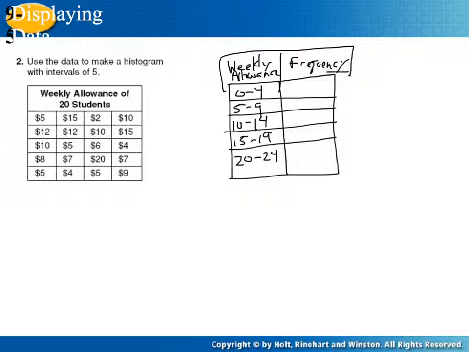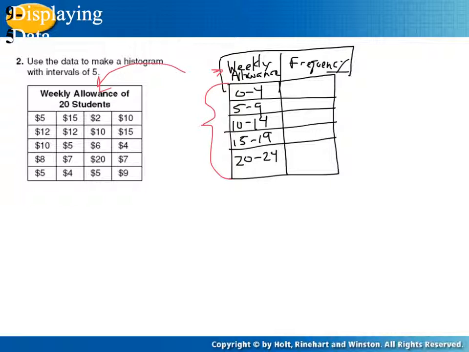So I have my frequency table. I made my intervals of 0 to 4, 5 to 9, 10 to 14, 15 to 19, 20 to 24. I know this information is standing for my weekly allowance. How do I know that? It tells me right there. My frequency is the number of values I have.